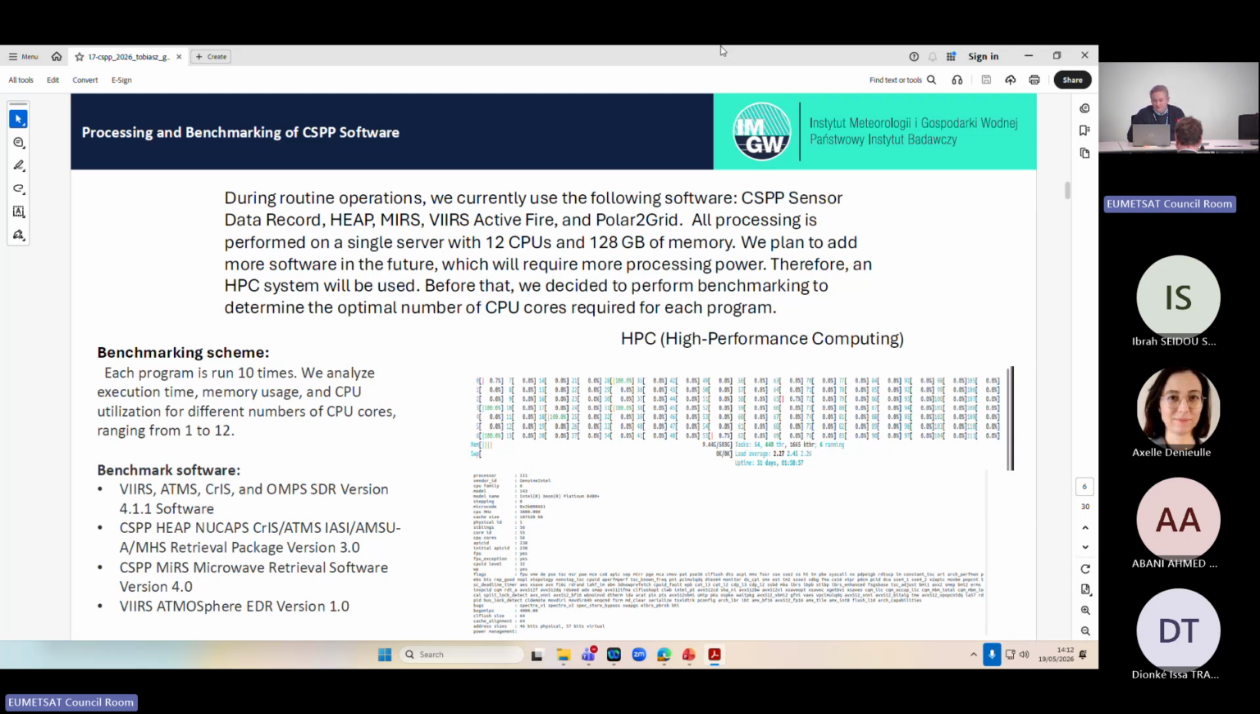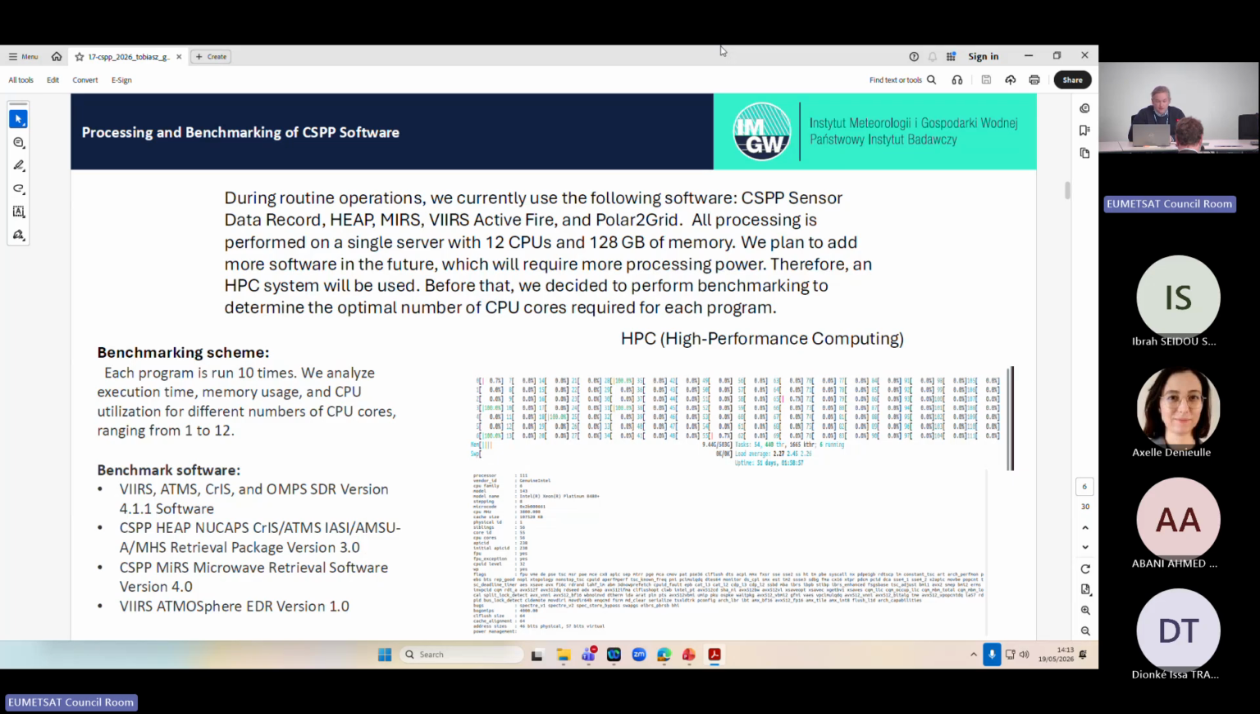Here is one node of this cluster. We have 112 CPUs and more than 500 gigabytes of memory for one node, with Xeon processors. So it's a very good processor. And in this benchmark scheme, we run each program 10 times. We analyze execution time, memory usage, and CPU utilization for different numbers of CPU cores, ranging from 1 to 12.